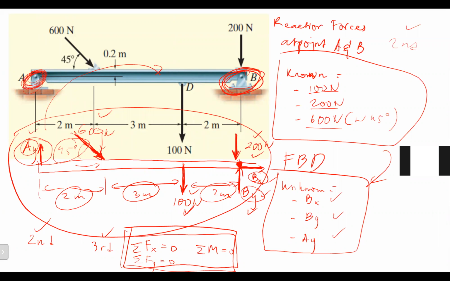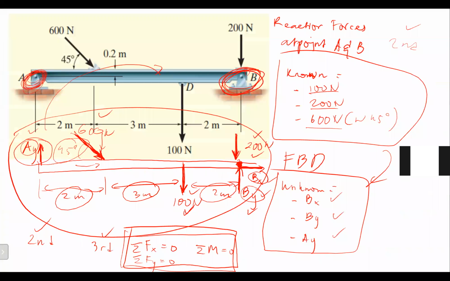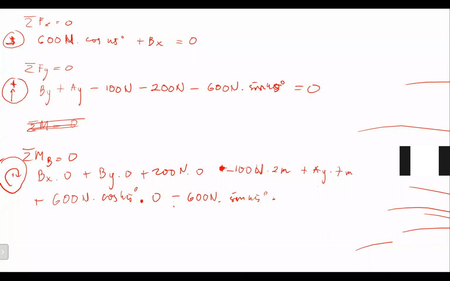Yes. 600 Newton sin 45 will give moment clockwise or anti-clockwise? Counterclockwise. Anti-clockwise. So negative or positive? Negative. Negative 600 Newton multiplied by sin 45 degrees. And the moment arm? Just now, what was the moment arm? This one, 5 meters. Multiplied by 5 meters equal to 0.